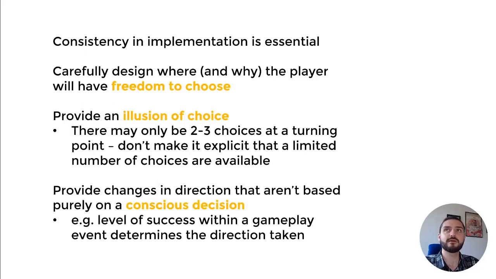Carefully design where and why the player will have the freedom to choose. You're providing them with an illusion of choice. There may only be 2 to 3 choices at a turning point. Don't make it explicit to the player that a limited number of choices are actually available. Provide changes in direction that aren't based purely on conscious decision. For instance, the level of success within a gameplay event determines the direction that they take.